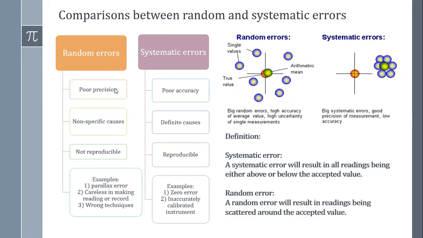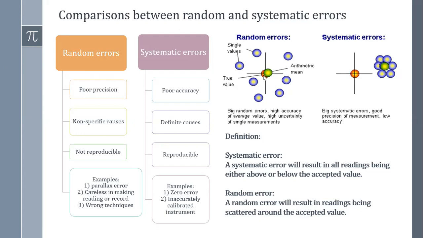Poor precision means, what is meant by precision? Precision is the degree of scattering from a mean value. So random error gives poor precision, the readings are never concentrated, they really spread, like the diagram here. Random error causes poor precision.